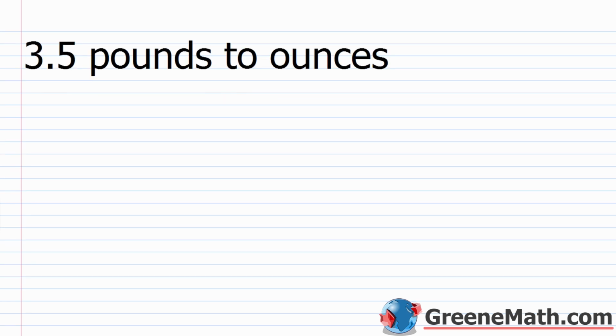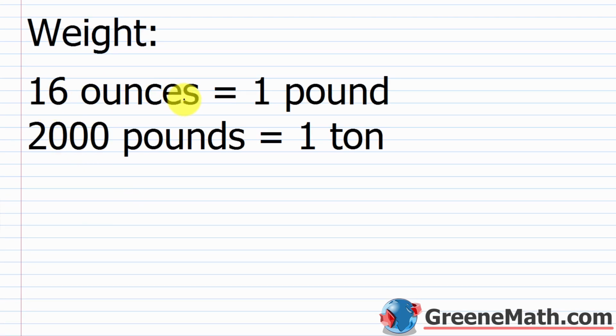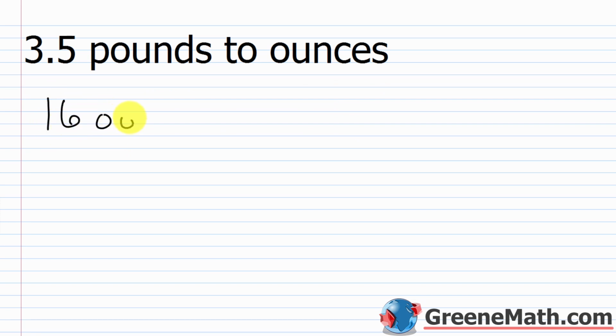Okay, what about 3.5 pounds to ounces? So what's the relationship between pounds and ounces? So I have here under weight, 16 ounces equals 1 pound. So again, 16 ounces is equal to 1 pound. So once we've identified the relationship between the two units we're working with, again, we're going to set up a unit fraction. Now we always want to put the units we want to end up with in our numerator.